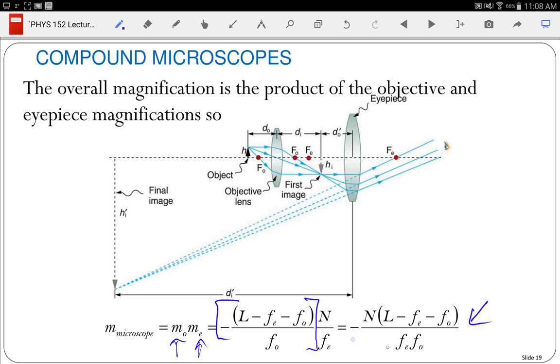Now when you look at this, you'll notice that this is completely symmetrical between the focal length of the eyepiece and the focal length of the objective. Notice that? If you replace the E's with O's and the O's with E's, it's the same equation. That does not mean that a microscope works the same forward and backward. How many people have tried using something like a telescope or microscope and turned it around?